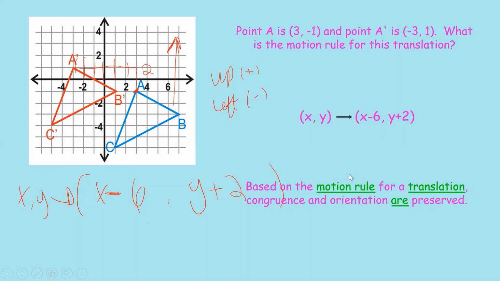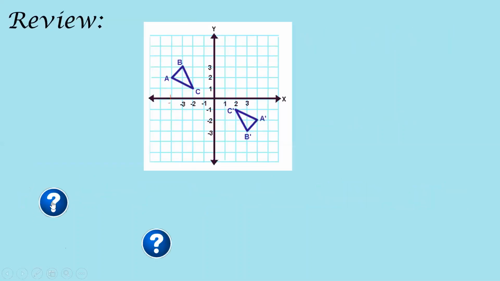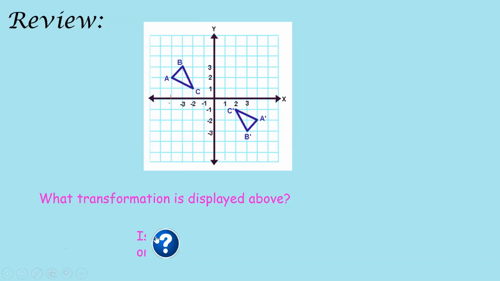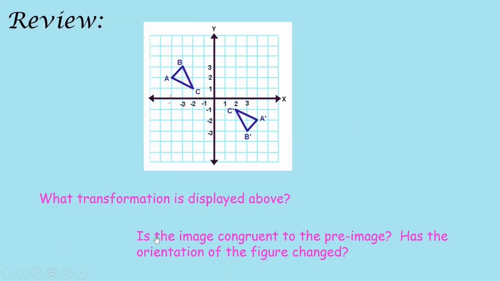Based on the motion rule for a translation, congruence and orientation are preserved. What transformation is displayed? This is a rotation. Is the image congruent to the pre-image? Yes, it is. This is a rotation.